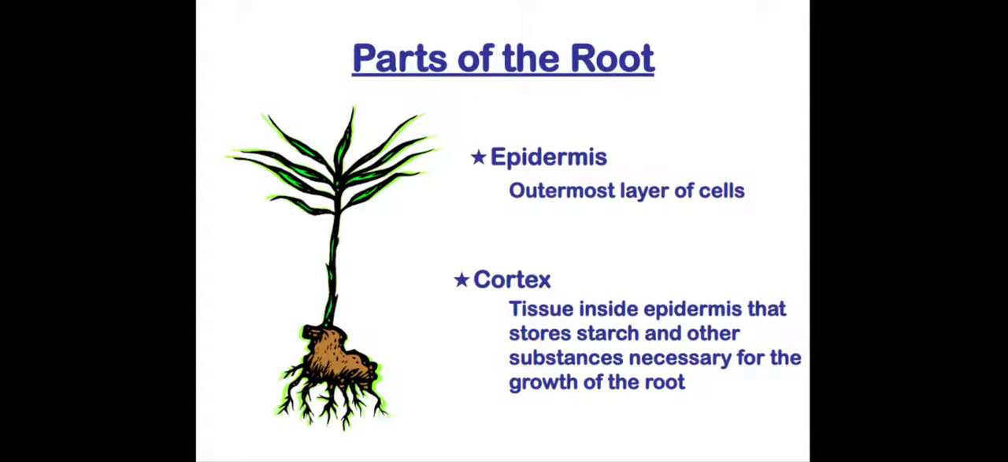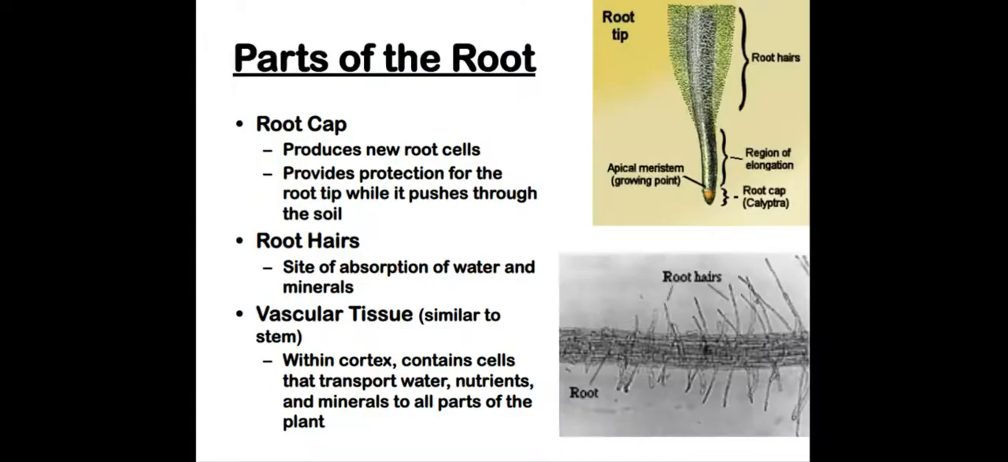When we look closer at a root, the root has an epidermis, which we would call a skin, the outermost layer of cells that protect everything inside, and everything inside is known as the cortex. It's inside the epidermis. It's where the traveling of the water and nutrients occurs. It's where the starches are stored. It's everything inside of that skin on a root.